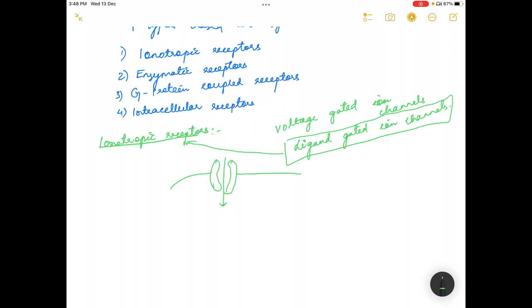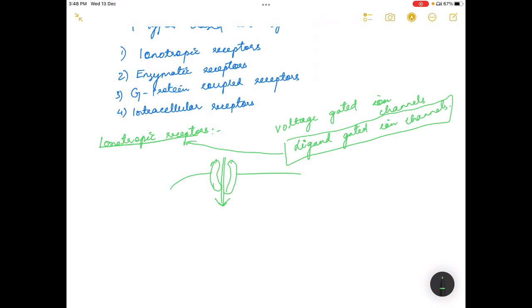So in this, what happens? The ligand is the drug. When the drugs come and bind to this ion channel at the receptors, this ion channel opens and there is flow of the ions inside the cell or outside of the cell. The receptor present on these gates are known as ionotropic receptors. Normally these gates are closed. When the gate opens, the ions move from a region of the higher concentration to a region of lower concentration. So how will be there the movement of the ions? It is from the region of higher concentration to a region of lower concentration.